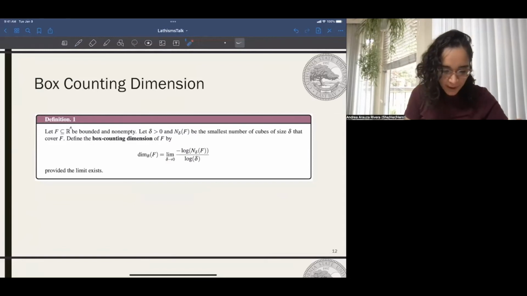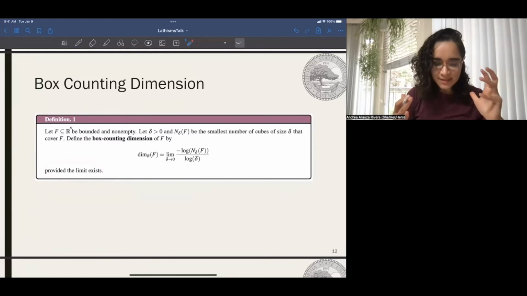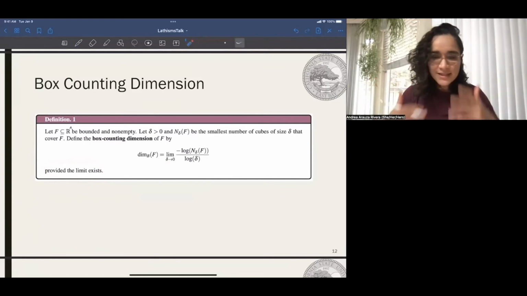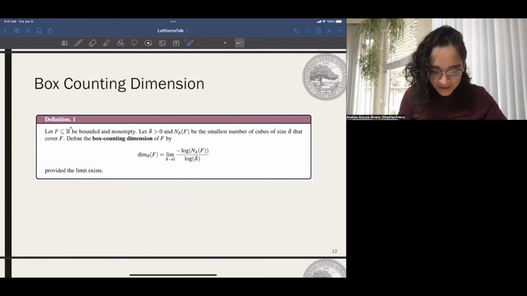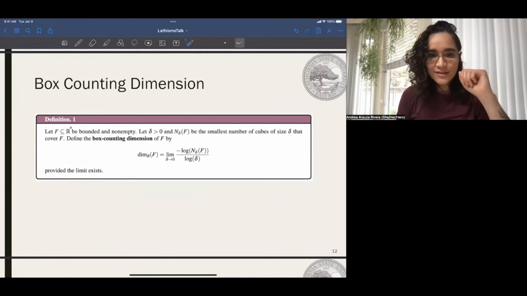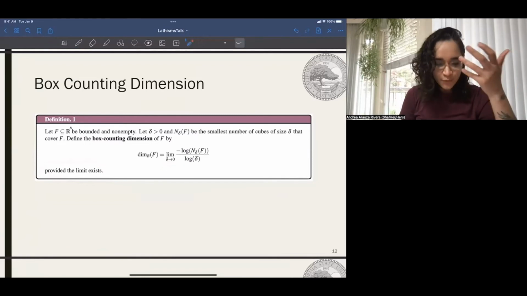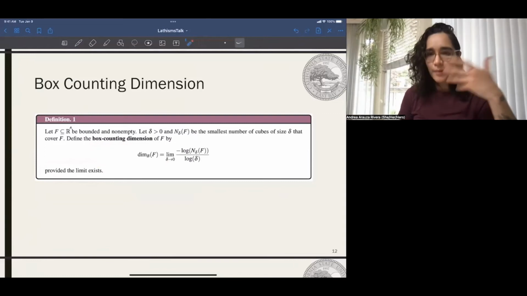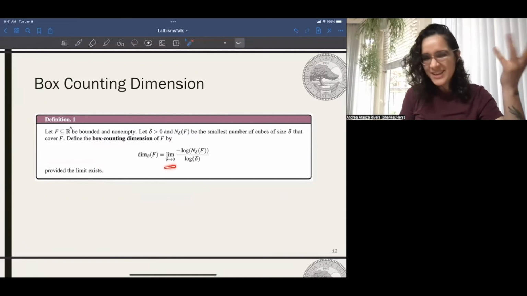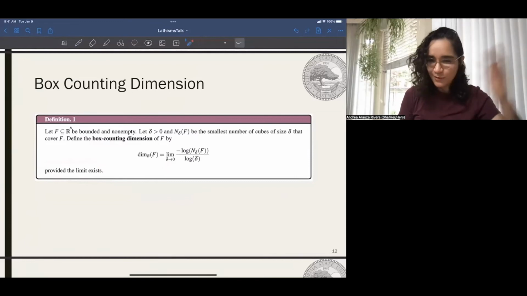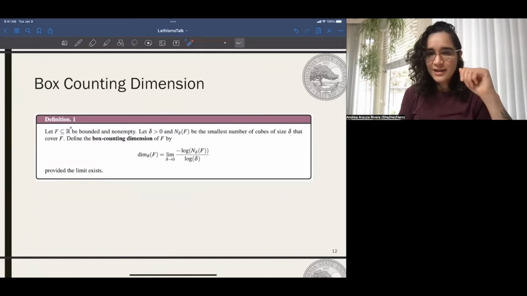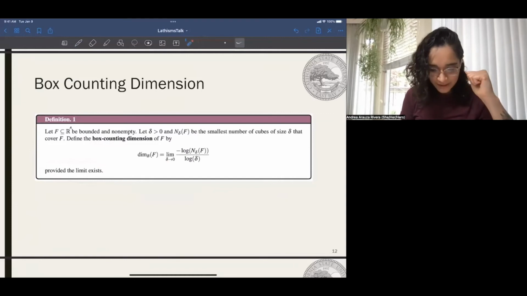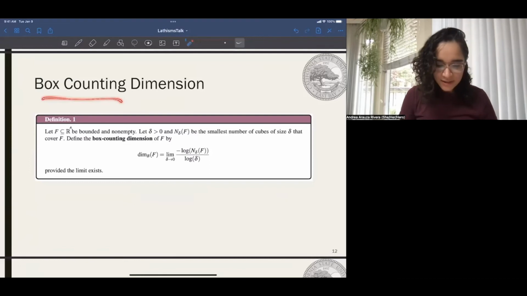So this is my box counting dimension. And of course, there's always this caveat that the limit has to exist. But if the limit doesn't exist, we don't just give up there. Instead of using the limit, we can replace it with the lim sup. And then instead of the box counting dimension, we have something that we call the upper box dimension. So just because this limit doesn't exist doesn't mean we throw it all out. We can still use the lim sup, and that'll always be defined. So this is what we call the box counting dimension.